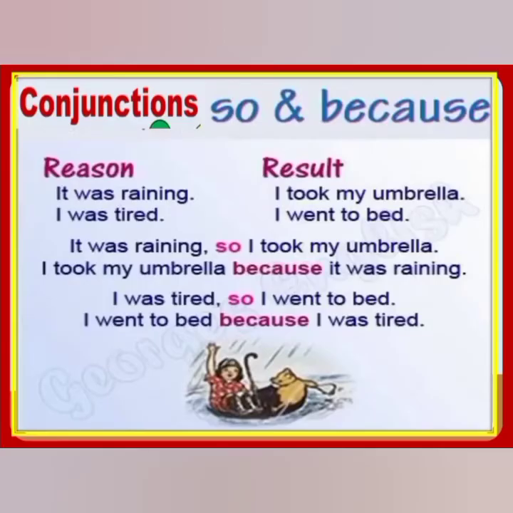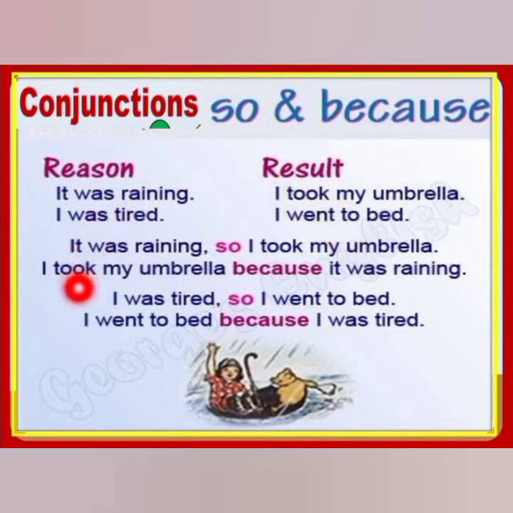So let's recapitulate so and because together. It was raining, and what is the result? That I took my umbrella. It was raining, so I took my umbrella. And then if I say vice versa, I took my umbrella because it was raining. Right, children? Firstly, in this sentence, I have given that this thing happened first. So as a result, what did I do? That I took the umbrella.